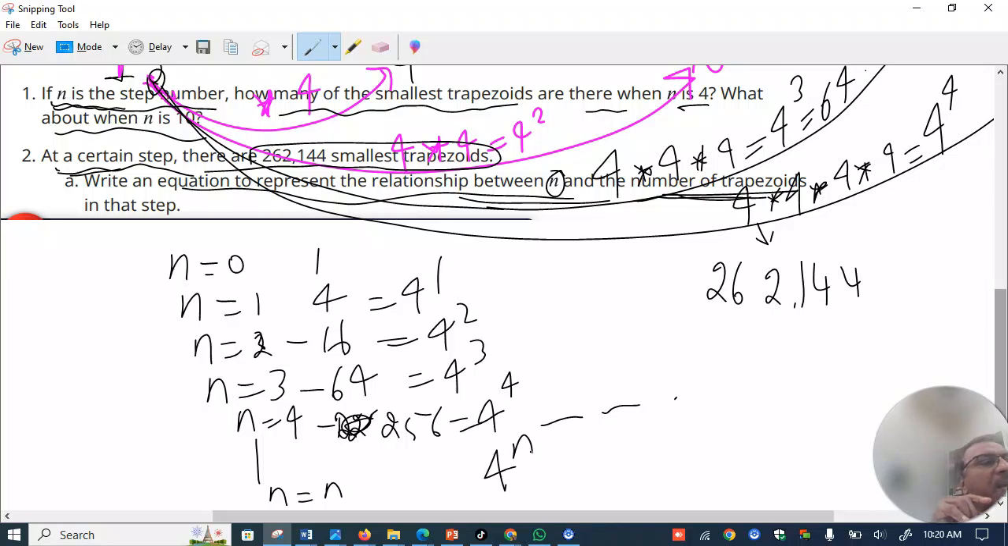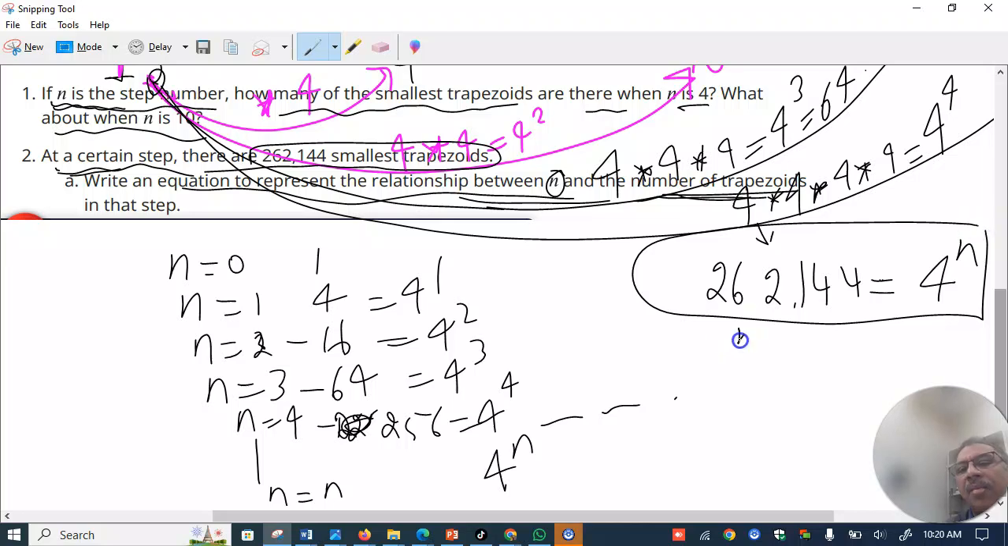Now the next question asks, explain to your partner how you find the value of that step number. So that means these are the total number of trapezoids, and you need to know the step. So how do you figure out what this n is? What does n stand for? What it means is how many fours do we multiply in this case? You would keep on multiplying 4 and count the number of times it takes.